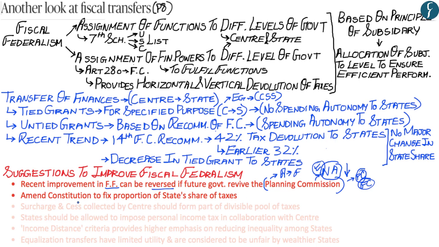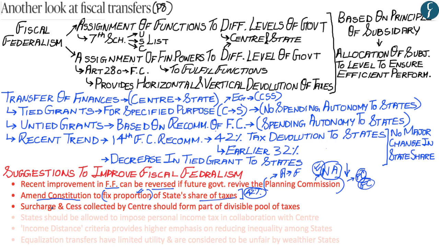Now, the second main suggestion given by C. Rangarajan sir is that the constitution should be amended so as to fix a proportion of the state's share of taxes. Now, what happens is that every Finance Commission fixes a proportion of a state's share of tax, wherein the 14th Finance Commission has recommended 42%. However, what the author recommends is that the constitution should be amended so as to fix this proportion.